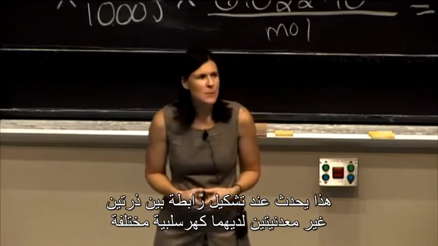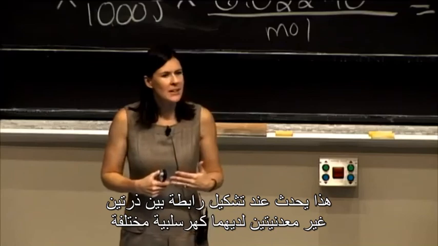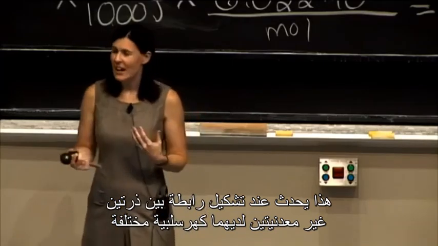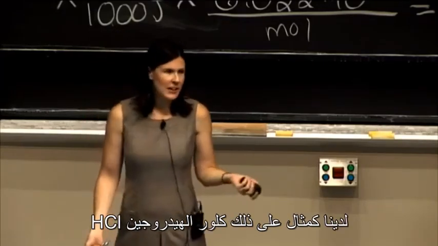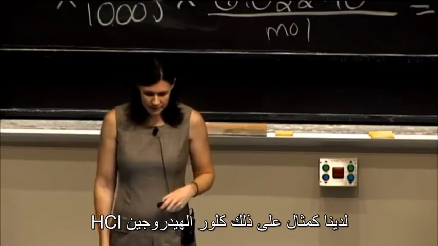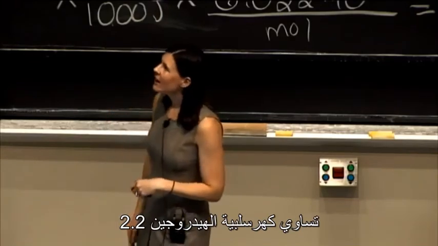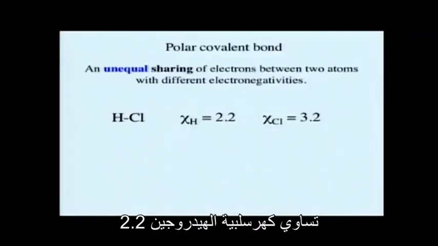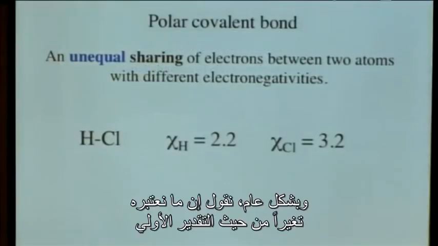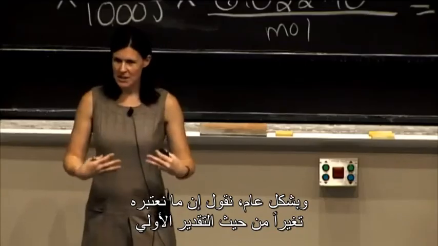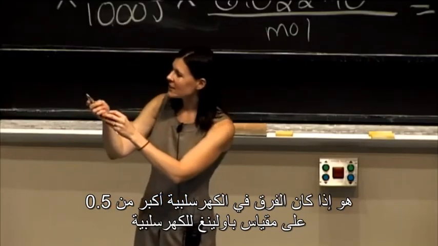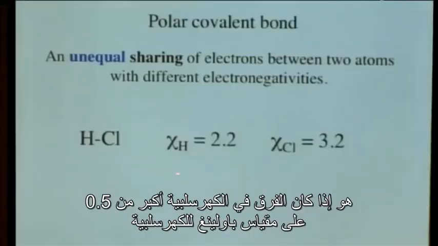This is any time you have a bond forming between two nonmetals that have different electronegativities. So for example, hydrogen chloride, HCl. The electronegativity for hydrogen is 2.2. For chlorine, it's 3.2. And in general, what we say is we consider a difference in terms of a first approximation if the difference in electronegativity is more than 0.5. So this is on the Pauling electronegativity scale.